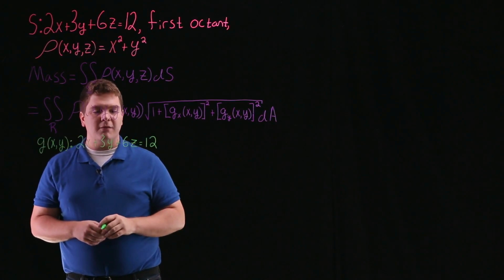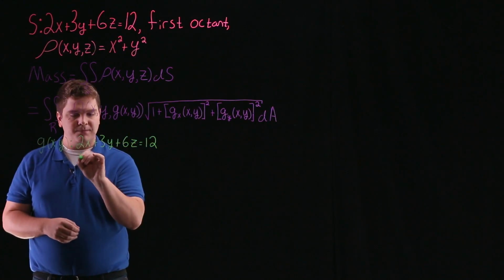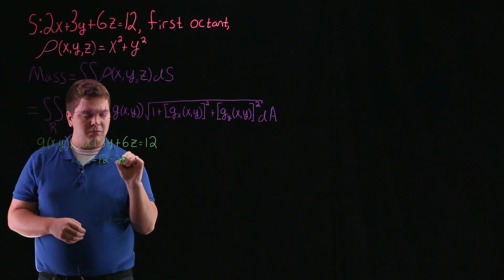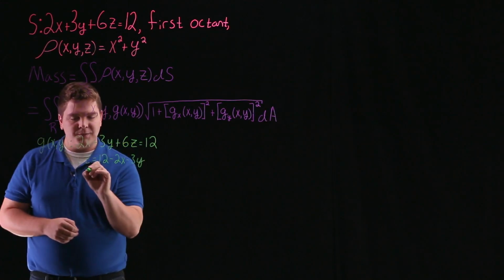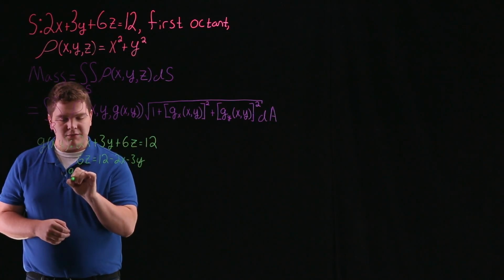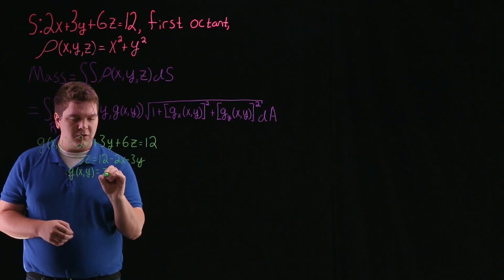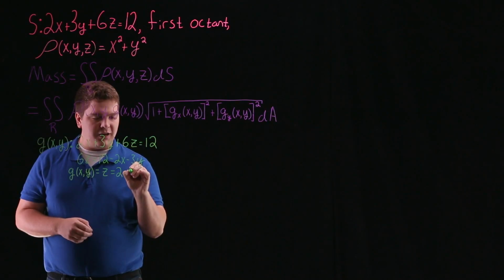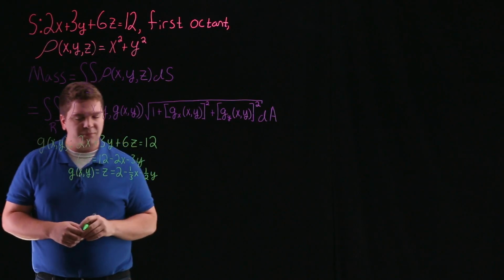So now we want to solve for z. So let's subtract 2x and 3y from both sides of the equation. And now we can divide everything by 6. So we have g of xy, which is equal to z, is equal to 2 minus 1/3 x minus 1/2 y.